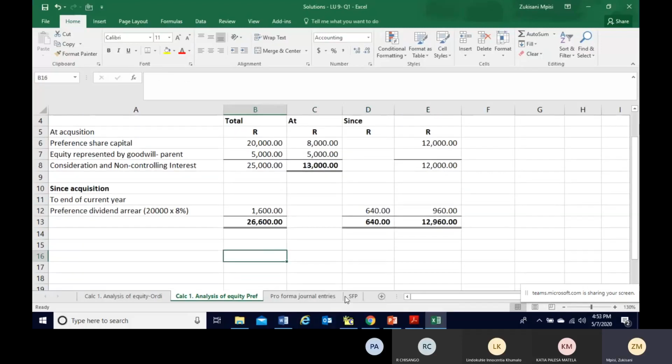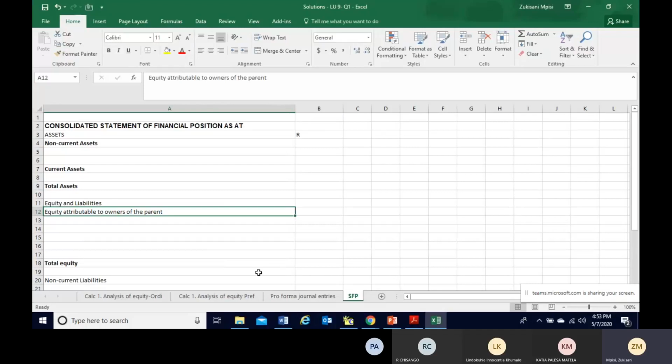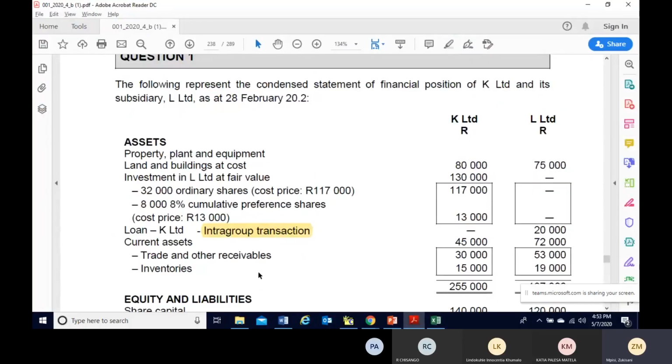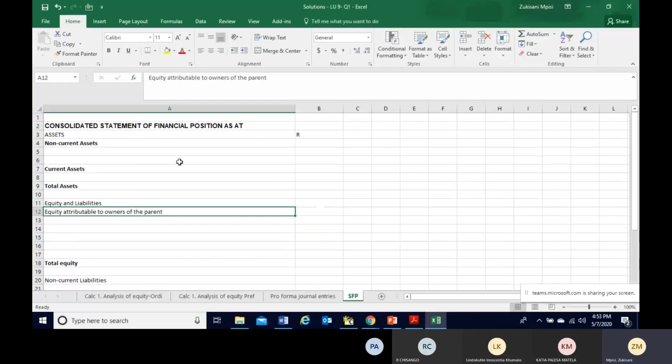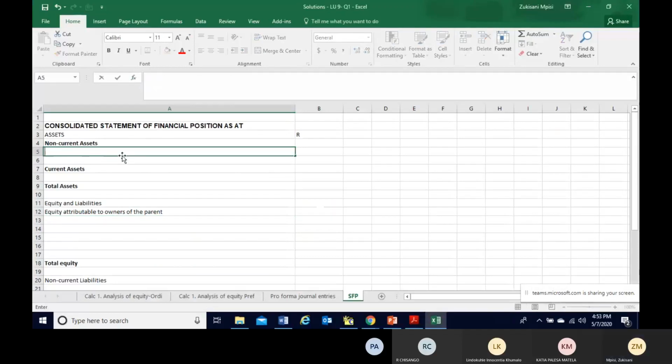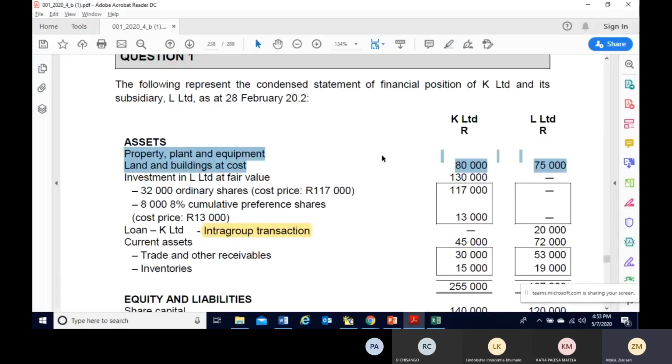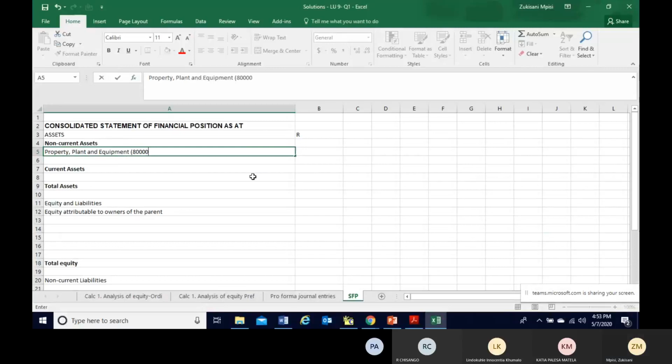So now we can do the statement of financial position. Let us look at the statement of financial position. We've got property, plant, and equipment, which is made out of land and investment. In terms of property, plant, and equipment, we are going to add 80,000 and 75,000.